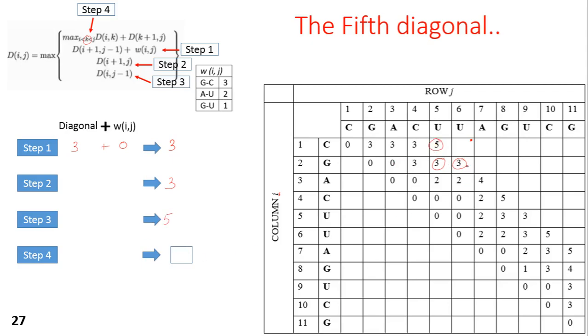Now let us see if we get a higher number in our step 4. Okay, for calculating step 4, what we need to do is that we need to add this 3 with 2. 3 with 2 is 5. Then we have to add again 3 with 0.